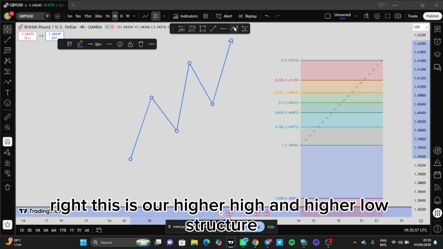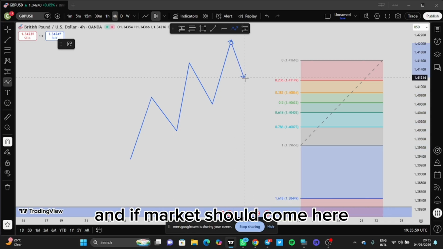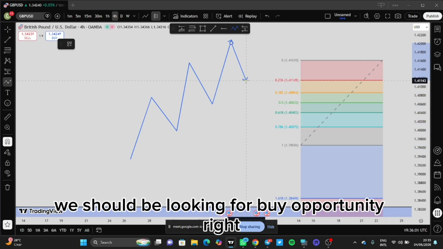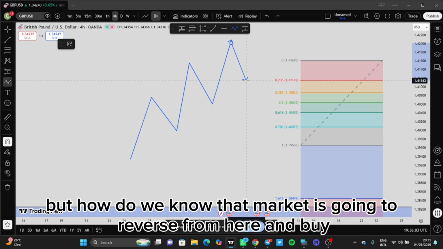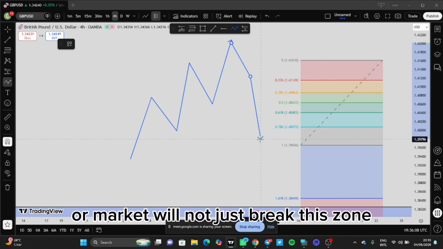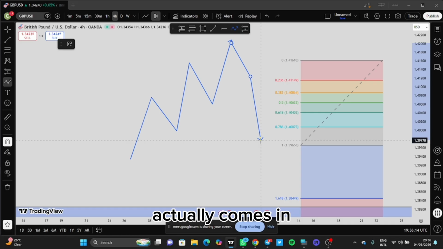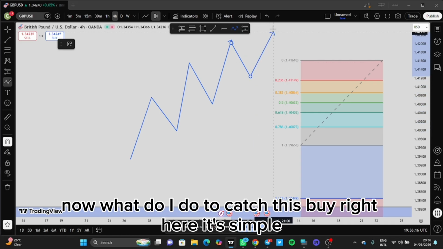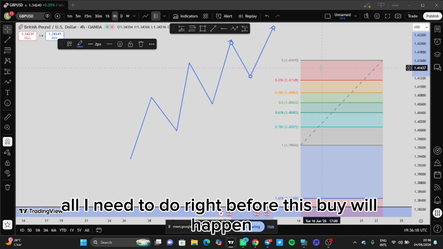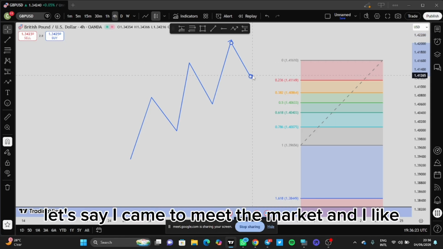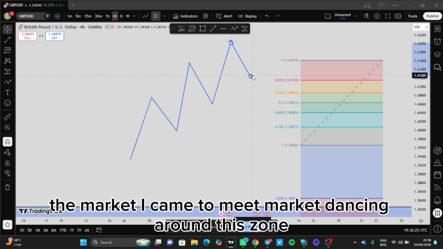This is our higher high and higher low structure, and the market should come here, we should be looking for a buy opportunity, right? But how do we know that market is going to reverse from here and buy, or market will not just break this zone? How do we know? That is where the knowledge of Fibonacci tool actually comes in. Now, what do I do to catch this buy right here? It's simple. All I need to do right before this buy will happen, let's say I came to meet the market, analyze the market, and I came to meet market dancing around this zone, right?